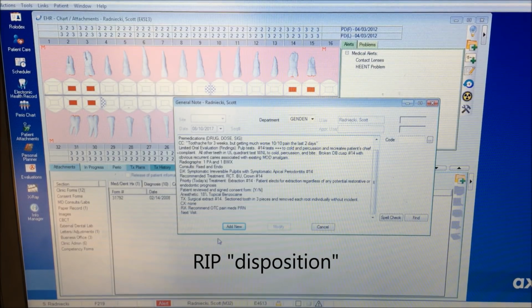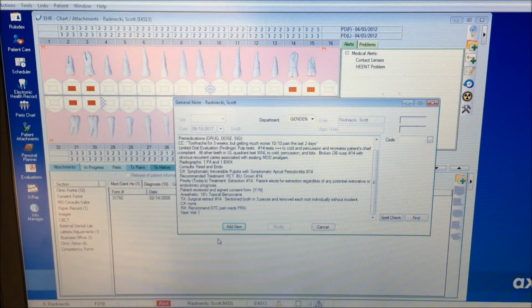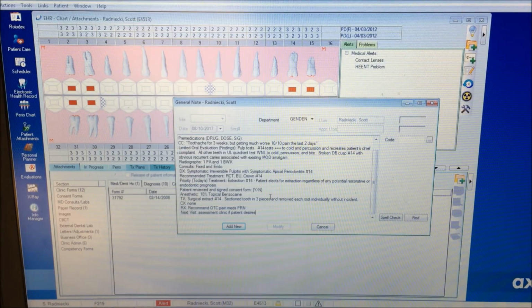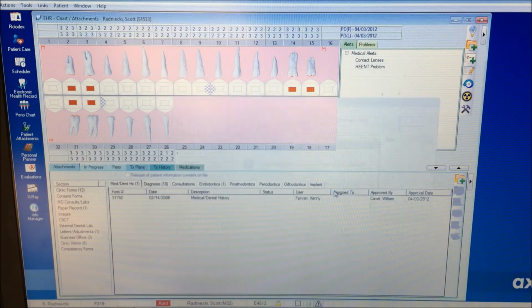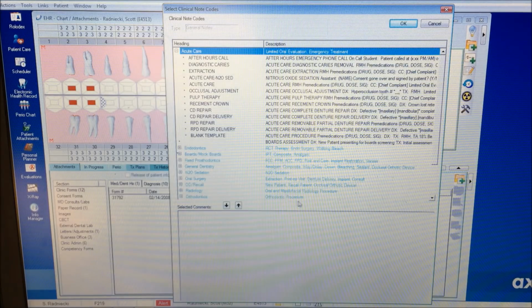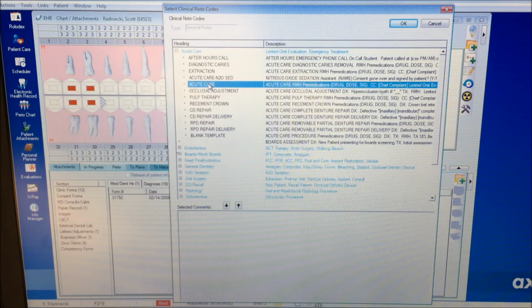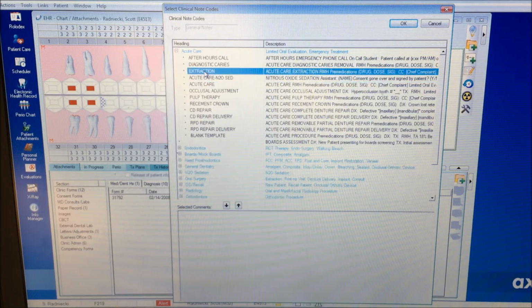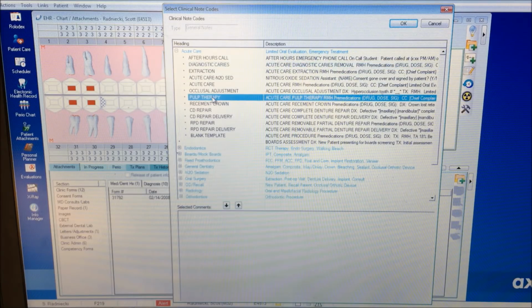Next visit. So, are they coming back? We extracted the tooth. Next visit would be assessment clinic, if patient desires. Hit add new, and this is the only documentation you need to put in other than your pulp test form. Other than the blank template that we are adding to Acute Care, we will have 3 ready-made templates for extractions, diagnostic caries removal, and pulp therapy.